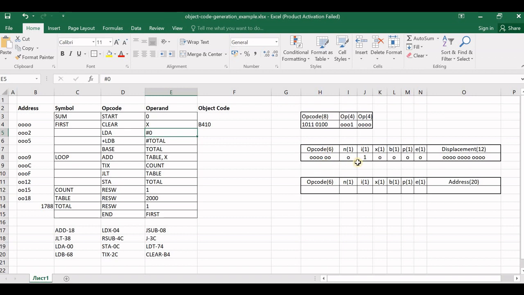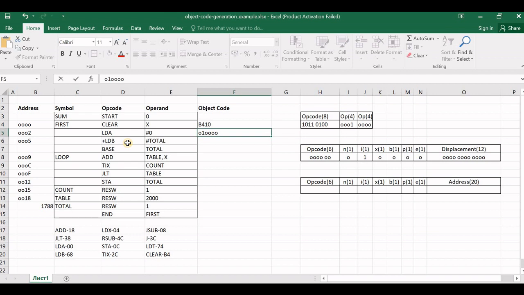Now group 4 bits together and generate the hexadecimal object code. So the first 4 bits are 0, the next 4 bits are 1, the next 4 bits are 0, the next 4 bits 0, 0 and 0. So this is the object code for the instruction LDA #0.